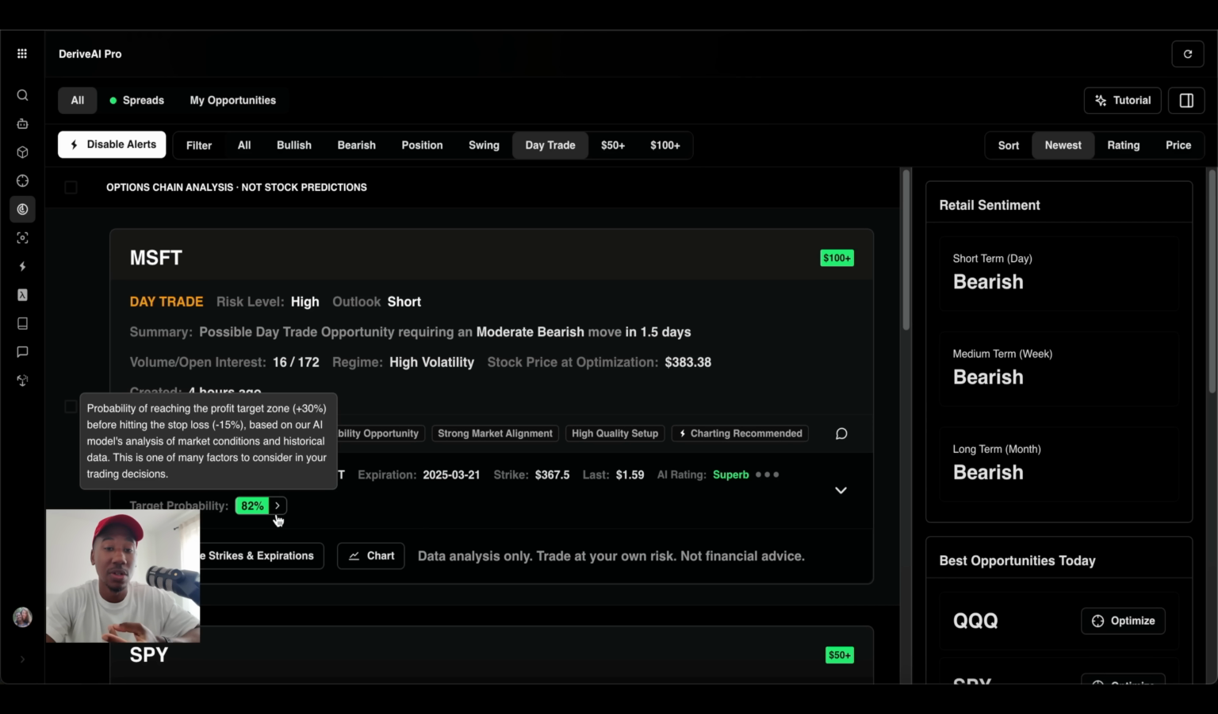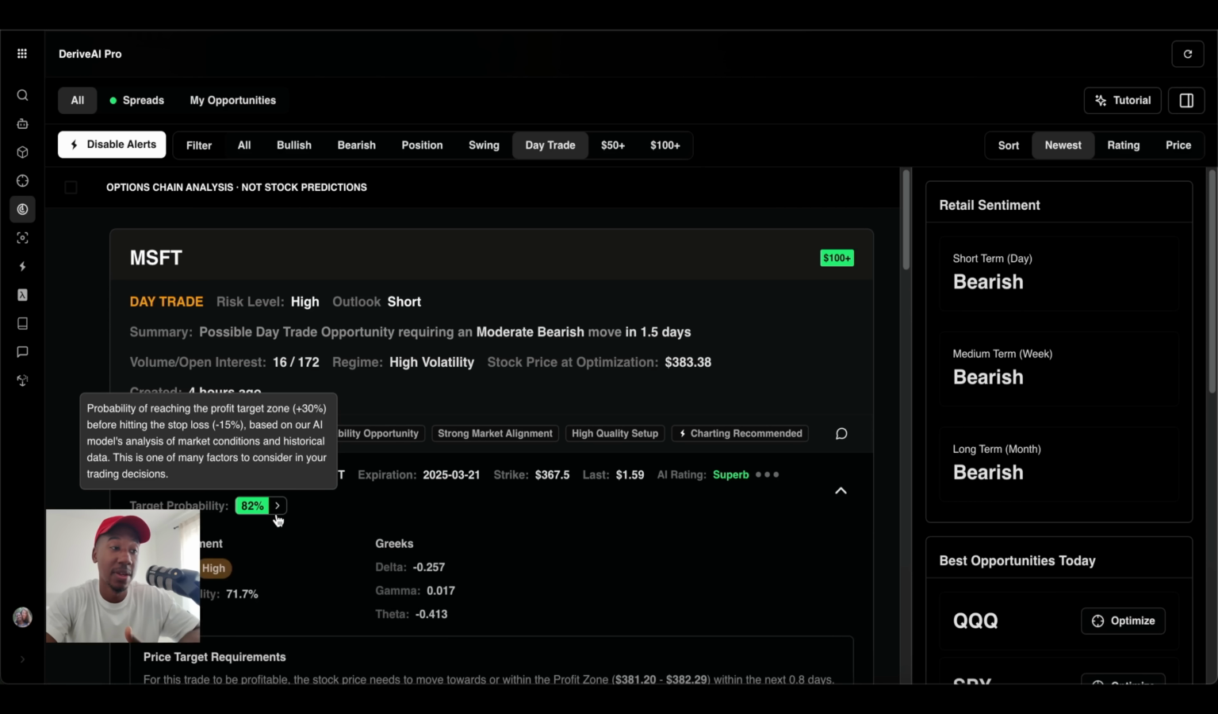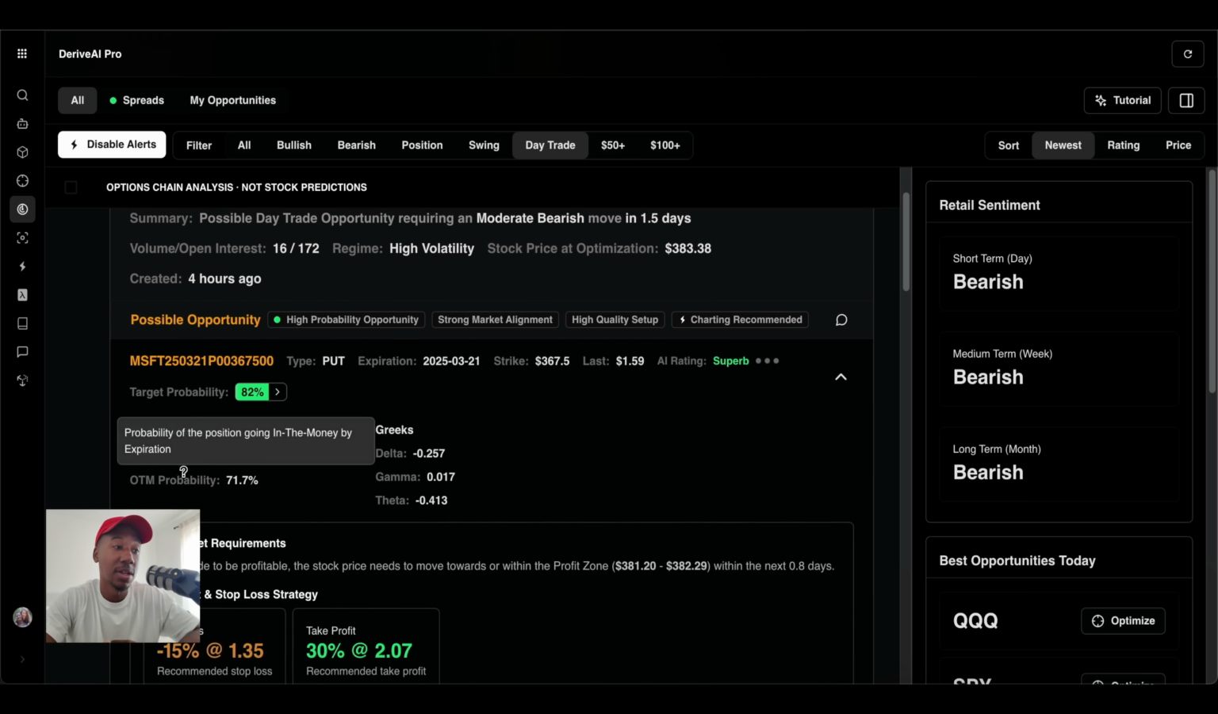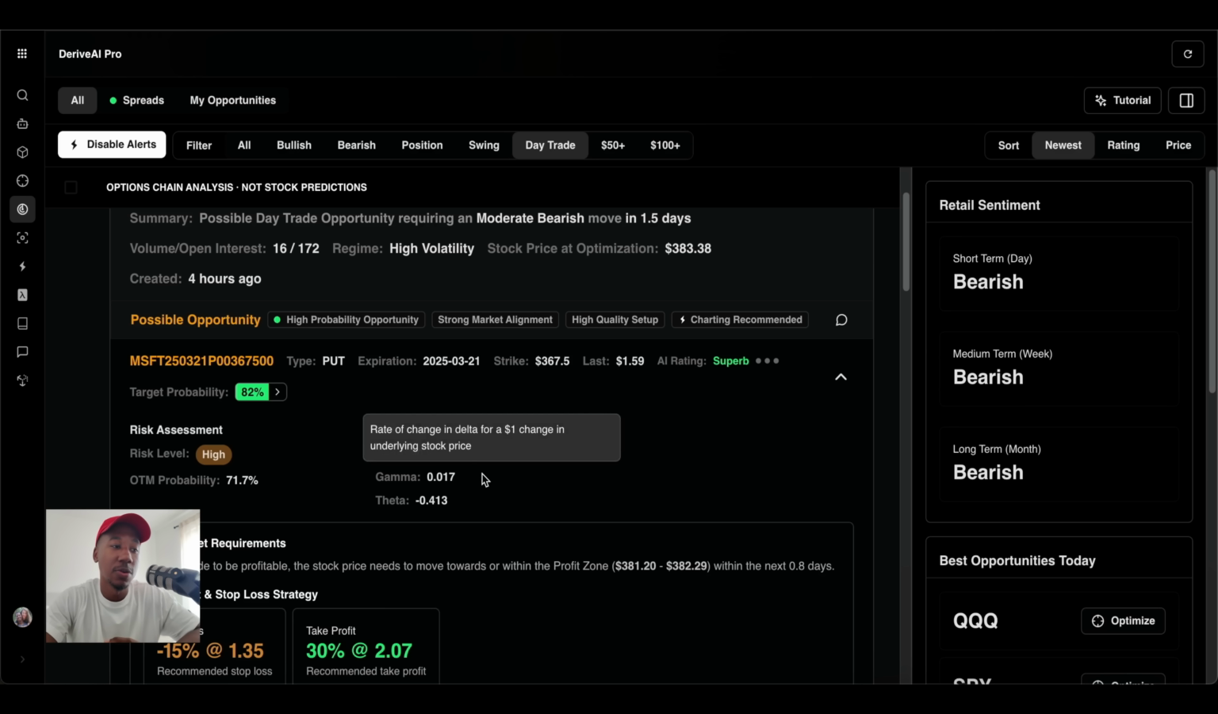Because every time you take a trade, there is a chance you'll lose. So how you look at this is you click on it, you go on, you look at the risk level. You can see the risk is high. It's going to be high with most options, especially day trades. It's going to be really high. Come over, look at the Greeks.